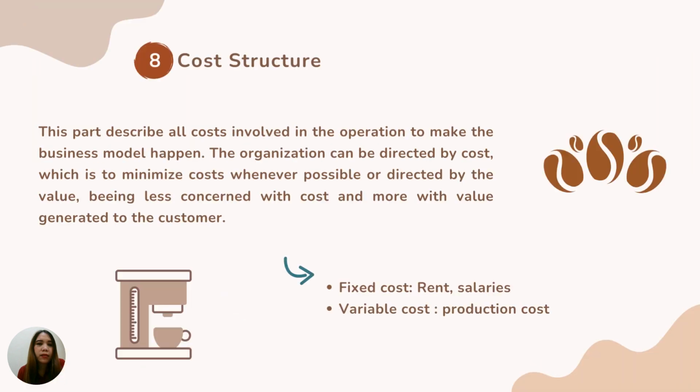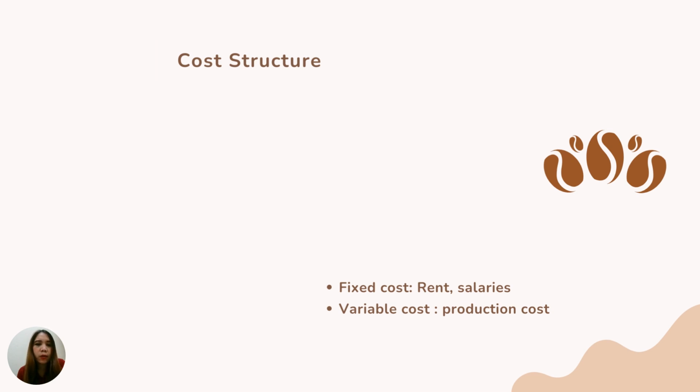So the next slide. We have also cost structure. This part describes all costs involved in the operation to make the business model happen. The organization can be directed by cost, which is to minimize cost whenever possible, or directed by the value, being less concerned with the cost and more with value generated to the customer. It's fixed cost, for example, rent, building, or store, and also salaries for the employee. Also variable cost is for production cost.